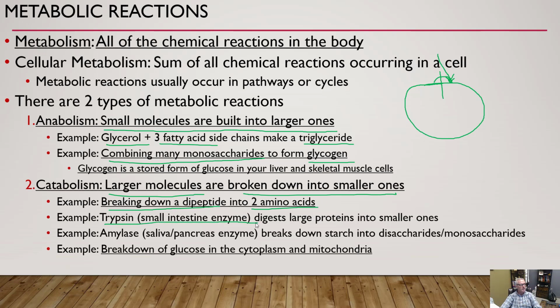Trypsin, an enzyme found in the small intestine, breaks down proteins into amino acids or into smaller pieces. Amylase, we actually have in our saliva and our pancreas, salivary amylase and pancreatic amylase. That's going to break down starch into either disaccharides or monosaccharides. We're breaking down something big, starch, into something smaller.